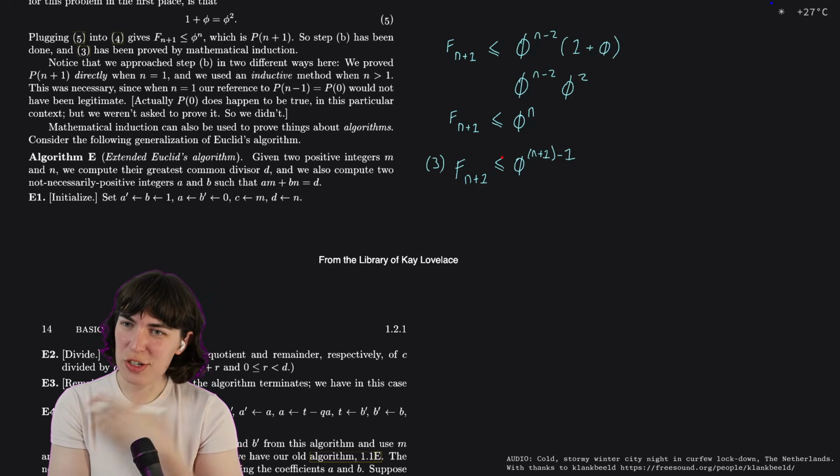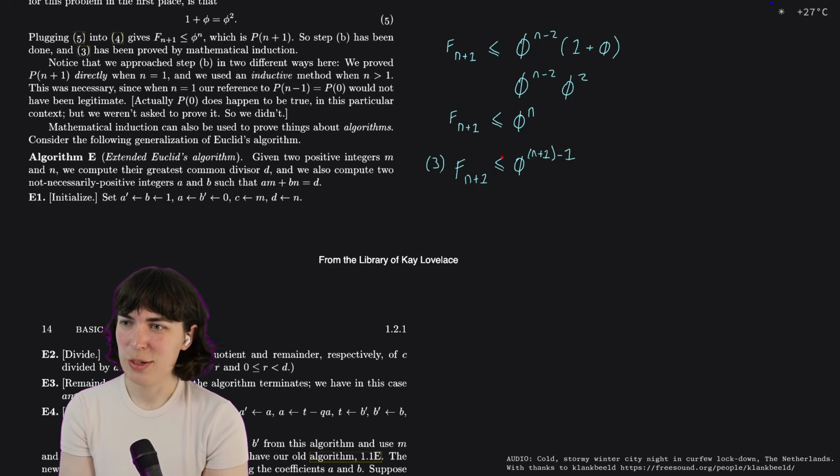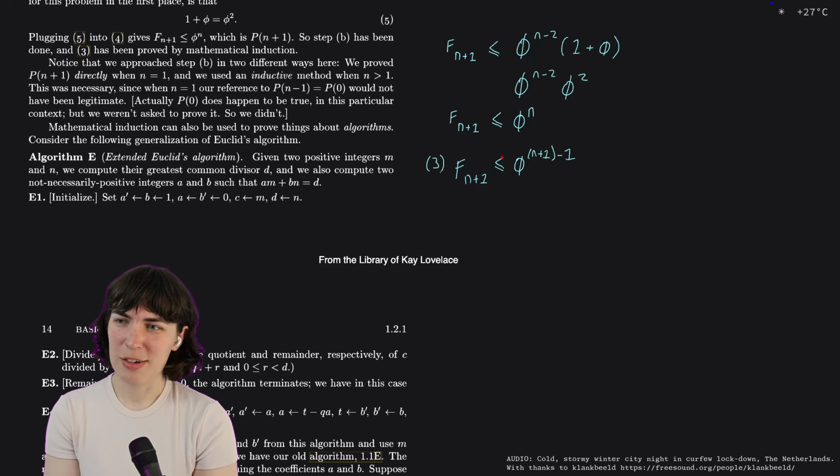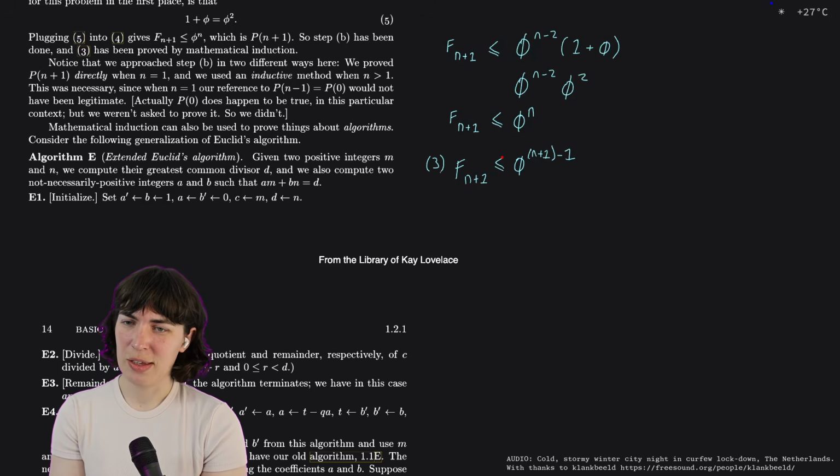Okay, notice that we approach step B in 2 different ways here. We proved Pn plus 1 directly when n equals 1, and we used an inductive method when n is greater than 1. Okay. This was necessary since when n is 1, our reference to Pn minus 1, which is P0, would not have been legitimate. Actually, P0 does happen to be true in this particular context, but we weren't asked to prove it, so we didn't.